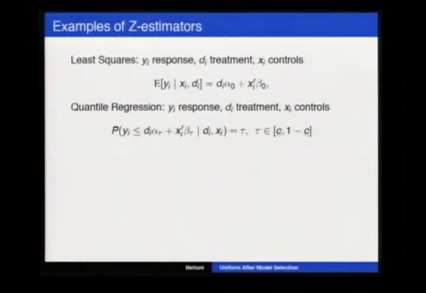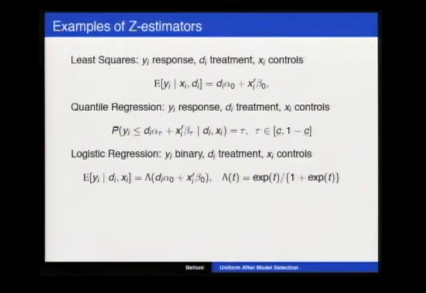And as we saw last time, I'm separating out the treatment from the high-dimensional controls. So I'm going to potentially apply model selection procedures or regularization to try to estimate beta naught. But I really care about the treatment effect. In this case, it's alpha naught. Here it would be alpha tau, which could be a quantile-specific effect.